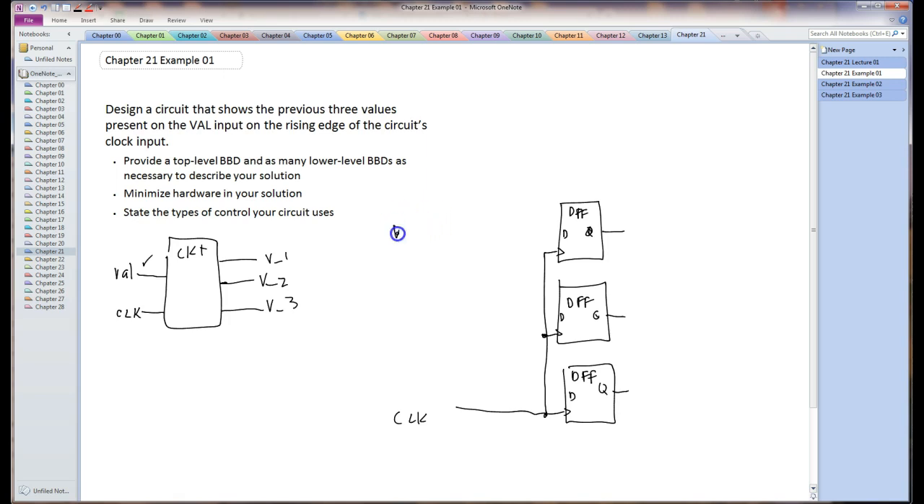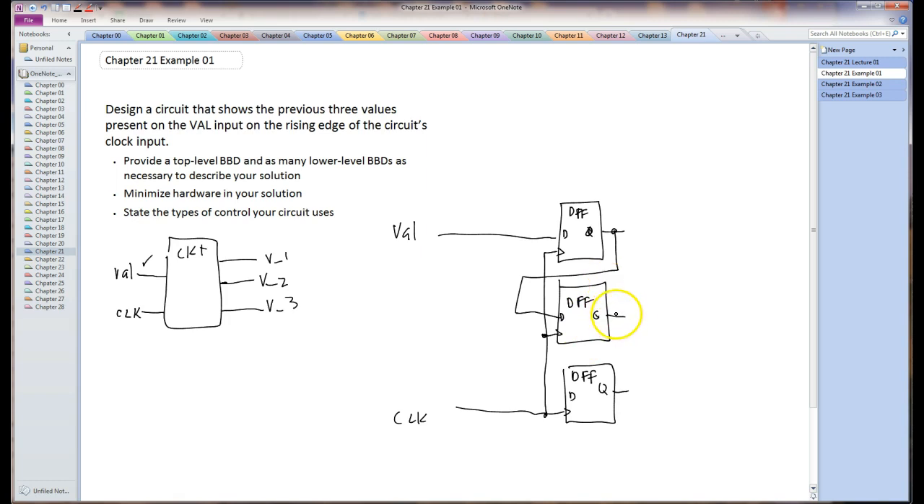It should be fairly obvious that the first value I'm going to store needs to go into a flip-flop. It's going to be stored there. The second value, where is it going to get the second value from? The second value is going to come from that first value. So when that clock edge comes around, it takes the value that's in this top flip-flop and latches it into this middle flip-flop.